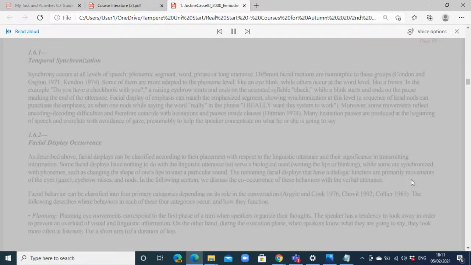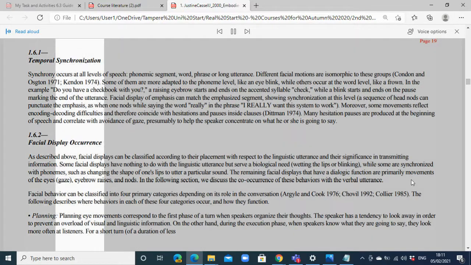1.6.1 Temporal synchronization. Synchrony occurs at all levels of speech: phonemic segment, word, phrase or long utterance. Different facial motions are isomorphic to these groups, Condon and Ostwald 1971, Kendon 1974. Some of them are more adapted to the phoneme level, like an eye blink, while others occur at the word level, like a frown.